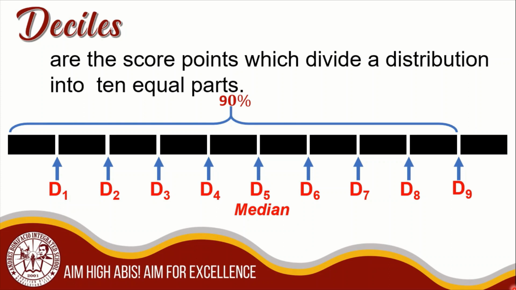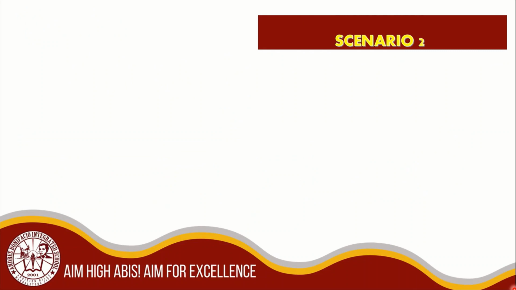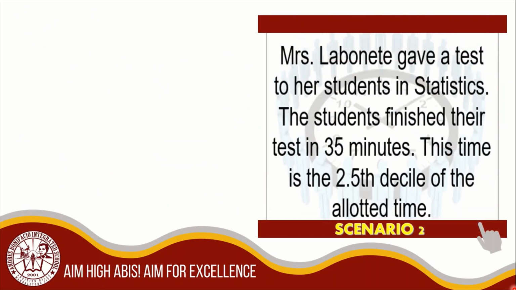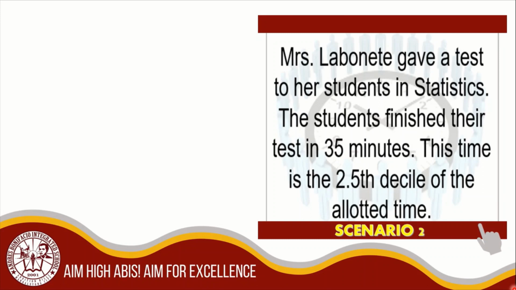Now, let us interpret decile values by analyzing this scenario. Mrs. Labonete gave a test to her students in statistics. The students finished their test in 35 minutes. This time is the 2.5th decile of the allotted time. So, analyze natin yung given. So, 2.5 decile. So, we simply multiply it by 10%. So, ibig sabihin, 25% of the students finish the test in 35 minutes or less.